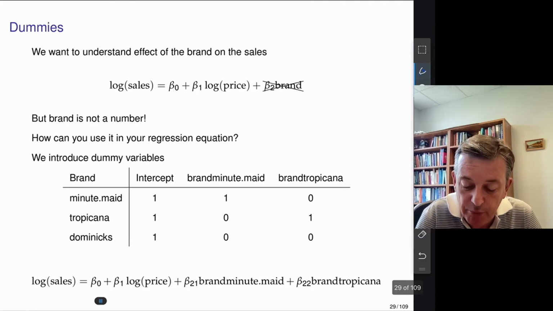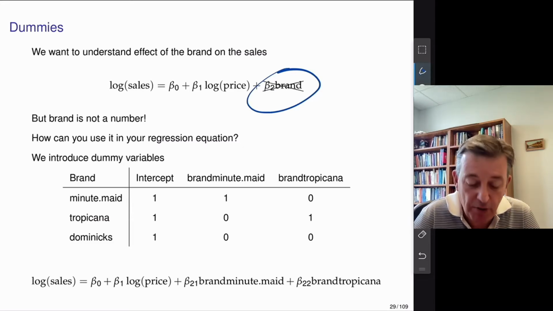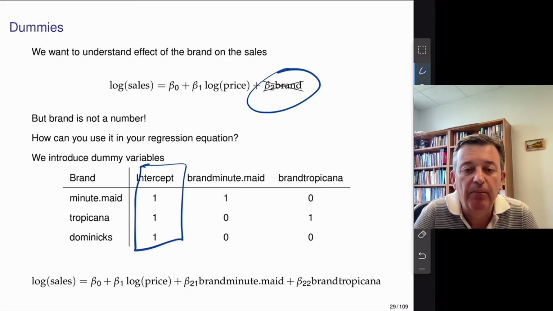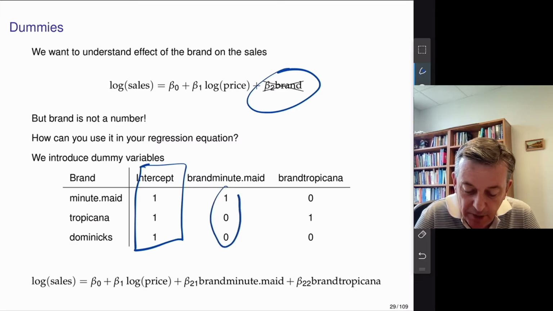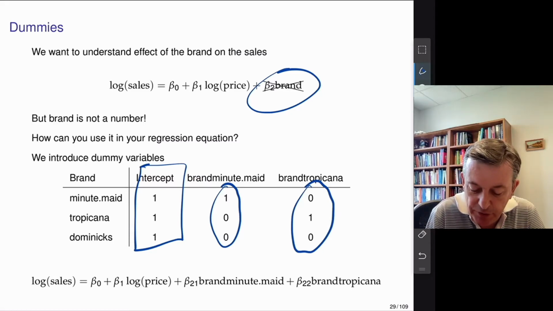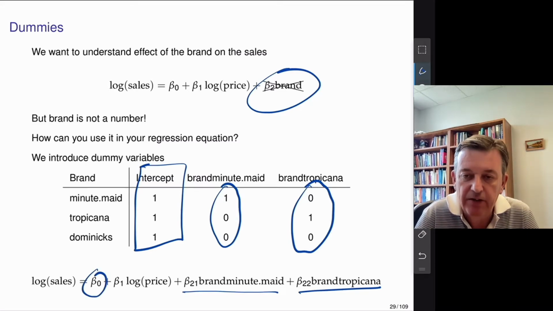Now I can't just add brand as a variable. Brand's not really a number, so I have to code. Now I've got three groups, so I have to code it. So I'm going to do everything relative to Dominic's own brand. So I'm going to make that a 1 across all possible cases. Then I'm going to have a dummy variable for Minute Maid and a dummy variable for Tropicana. And you can see that if you add these 2 extra dummy variables in, everything would be relative to the baseline of Dominic's brand. I get to see how it affects brands.